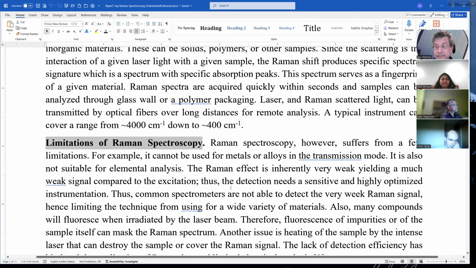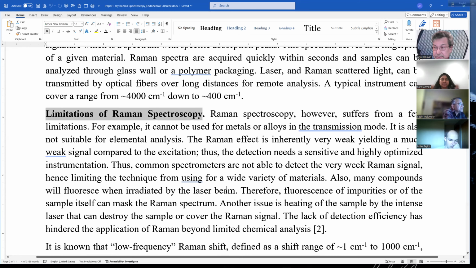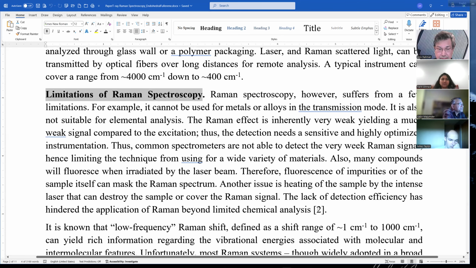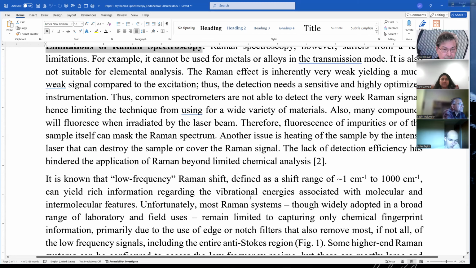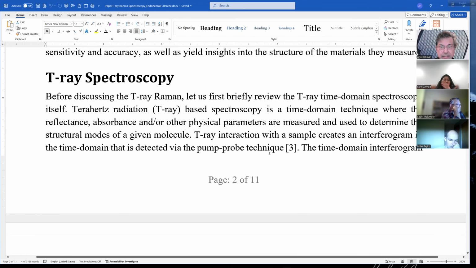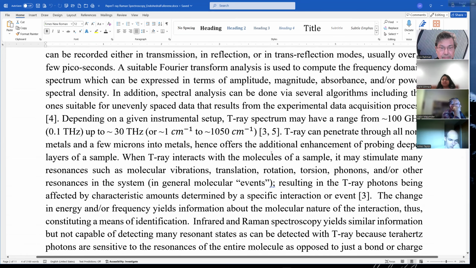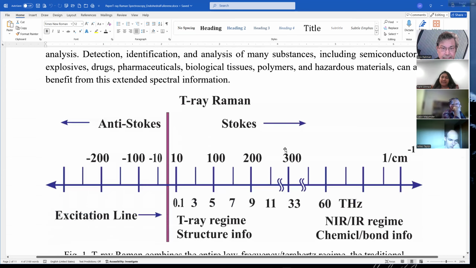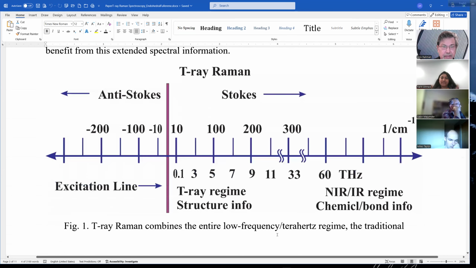Why Raman is a very successful technique for molecular identification, and yet it has quite a few limitations. These are all from the literature survey. And then how does T-ray spectroscopy go about doing the Raman detection, and what kind of improvement does it bring? We have discussed that. And in Raman, there are also the Stokes lines and anti-Stokes lines with respect to the reference.